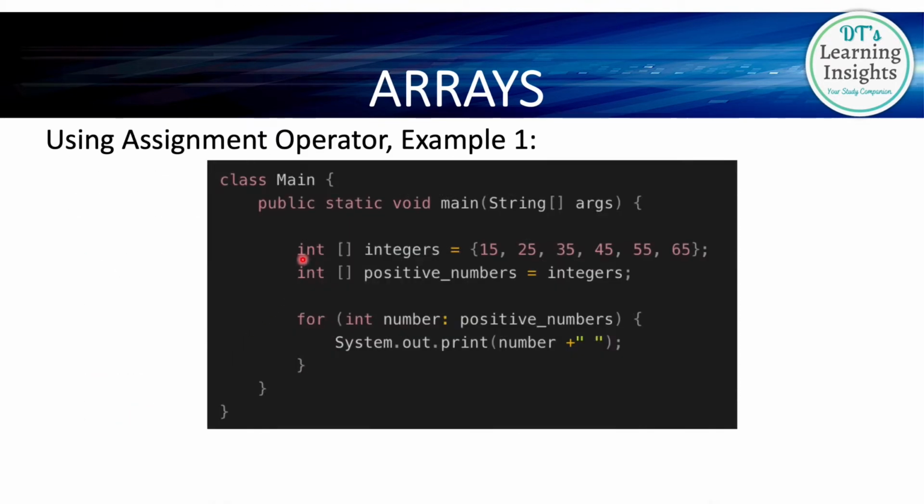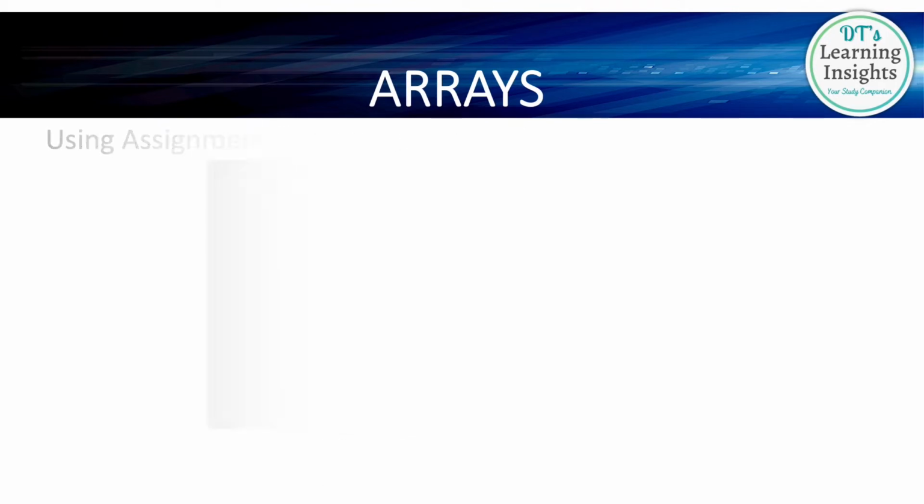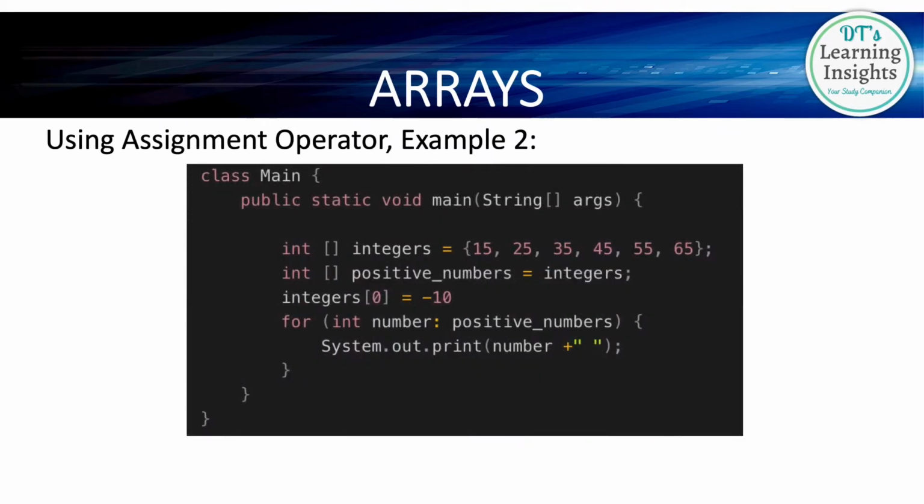Here we are creating a 1D array called integers with a set of elements, and another 1D array called positiveNumbers is equal to this array called integers. All values from this integers array are getting copied to this positiveNumbers array. Then, using the for-each loop, by creating a variable called number, we access all the elements of this array called positiveNumbers, and they are printed out. This is the output.